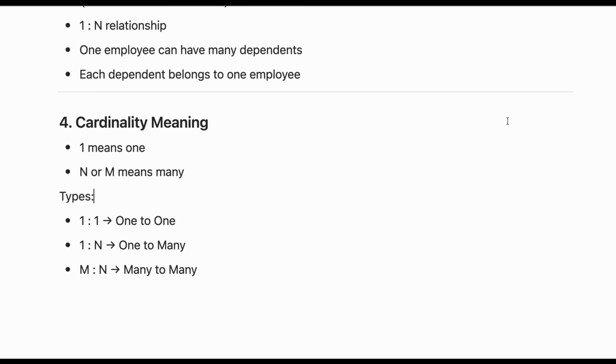One means a single entity and n or m means many. So 1 to 1 means one entity is related to one entity. 1 to many means one entity is related to multiple entities, and many to many means multiple entities are related to multiple entities. So this is the complete explanation of the ER diagram. You should explain like this in the examination to get full marks, along with the proper and same diagram which I have given to you.